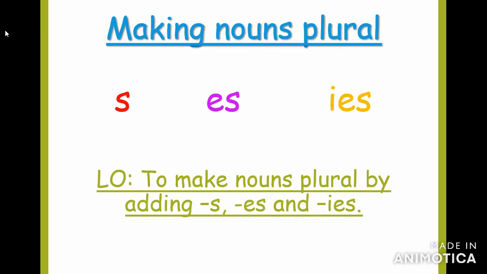Today, we're going to be learning how to make nouns plural by adding s, es, and ies. Before we start, remember a noun is a word that names a person, place, or object. And our learning objective is to make nouns plural by adding s, es, and ies.